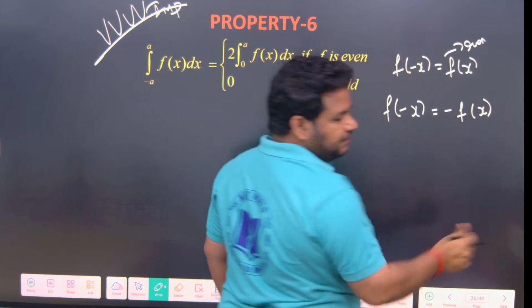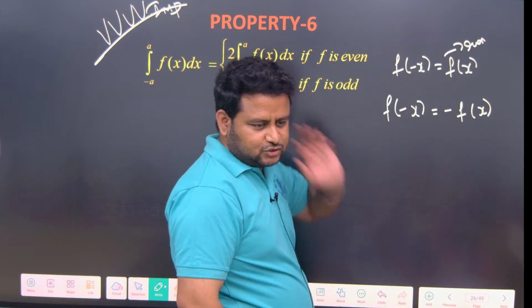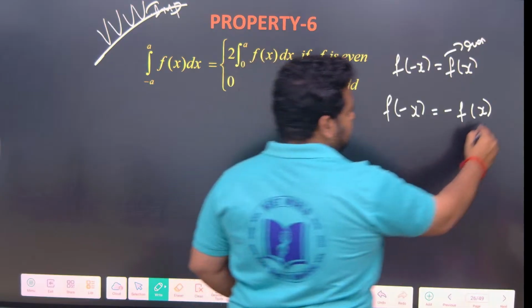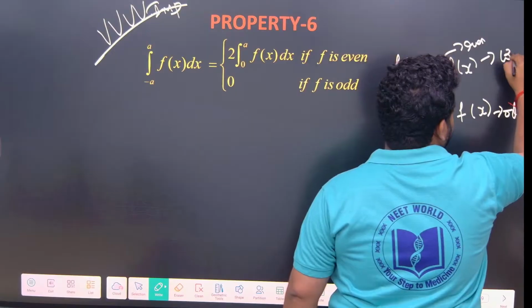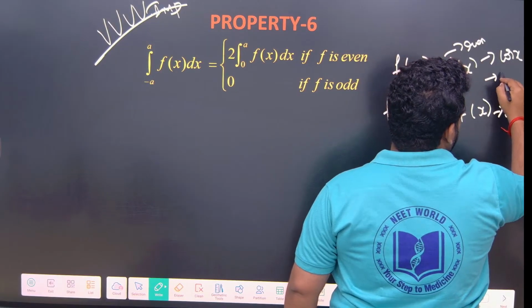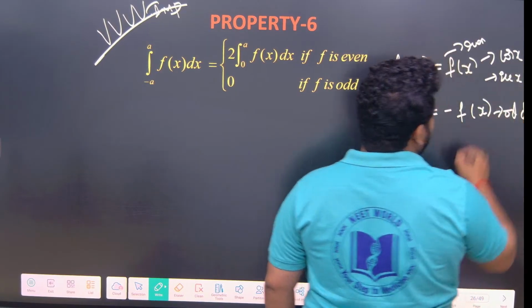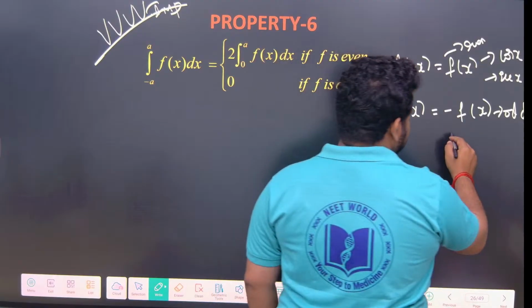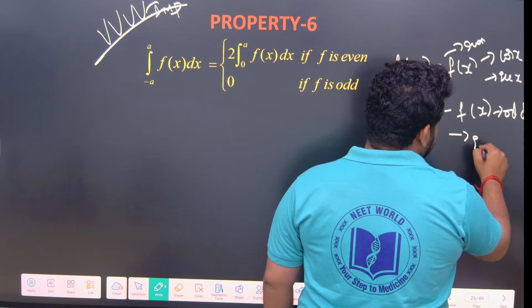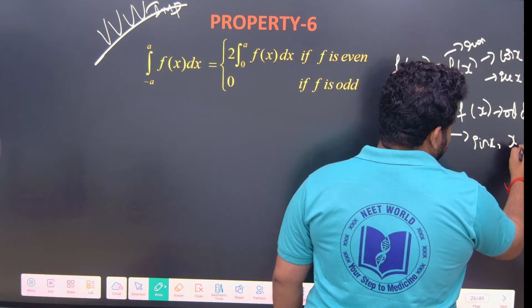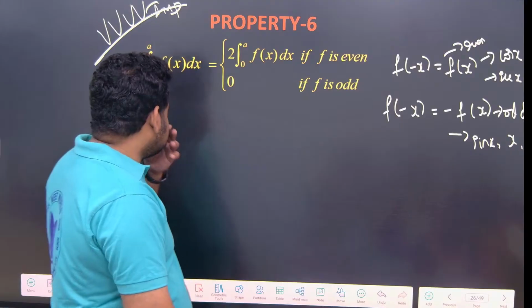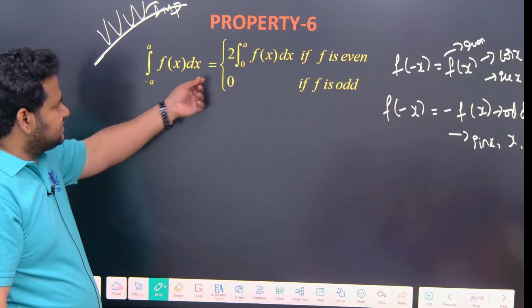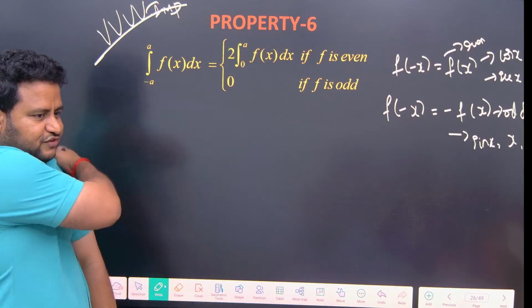I told you in trigonometry, wherever the minus was thrown out, they are all odd functions. Wherever it was observed to stay the same, that is an even function. For example, here it is cos x, here it is secant x. These are all even functions. And sin x, x are odd functions, like that. Okay, clear?